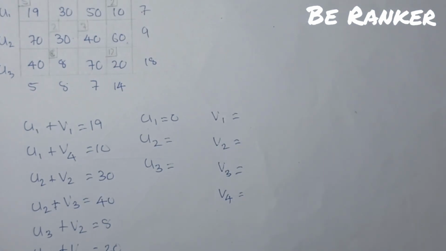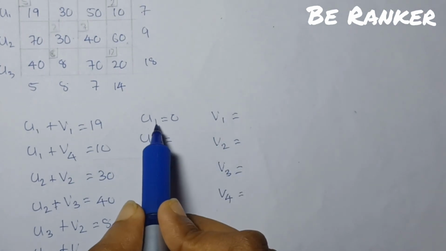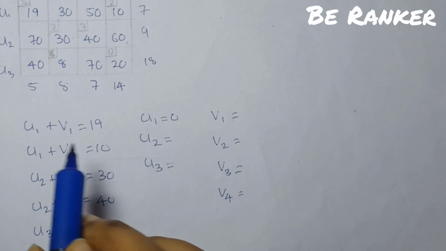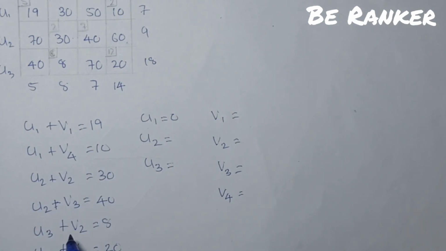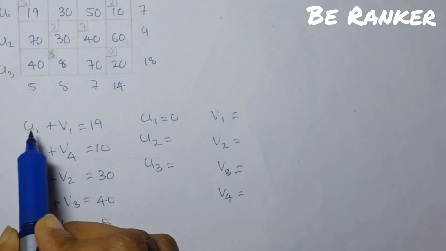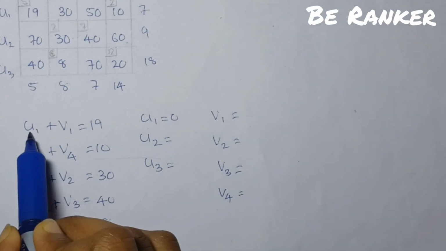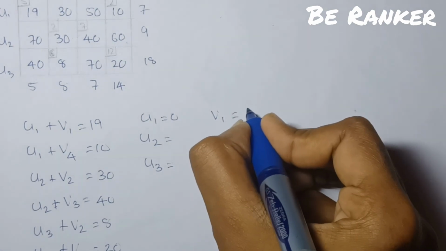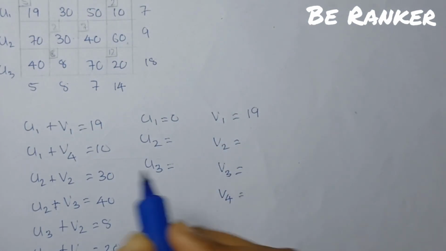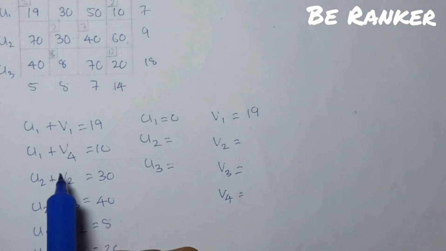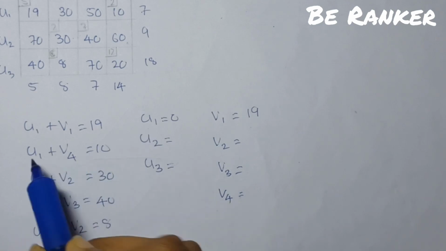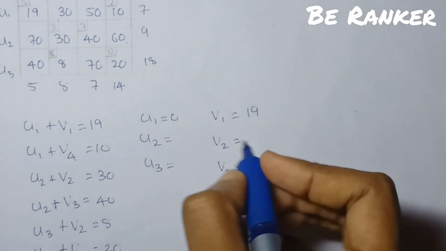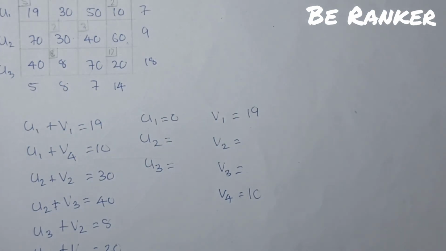Okay, now U1 is equal to 0. So we select the U1 contained equations. Here U1 plus V1 is equal to 90. Here U1 is equal to 0. That means V1 is equal to 90. Then the other U1 contained formula is this. U1 is equal to 0, so V4 is equal to 10.